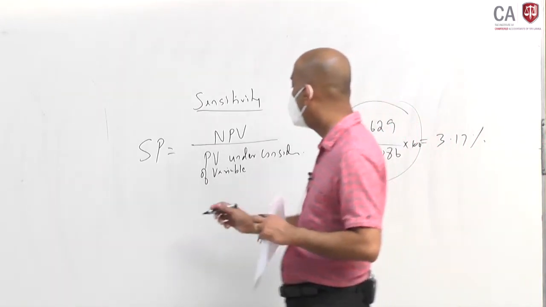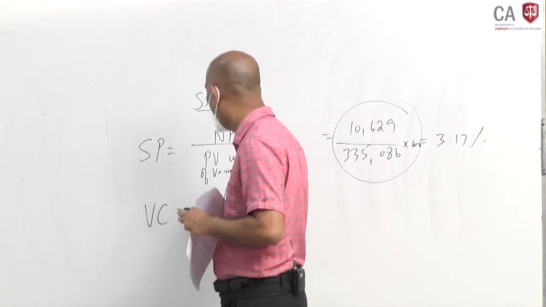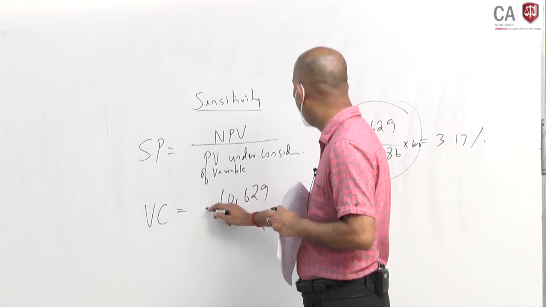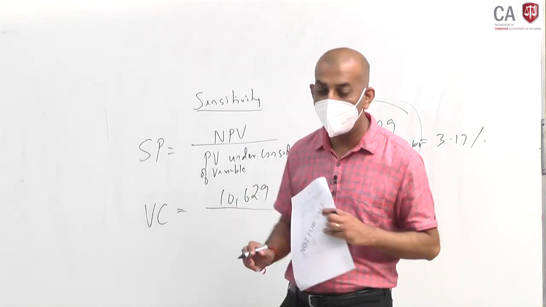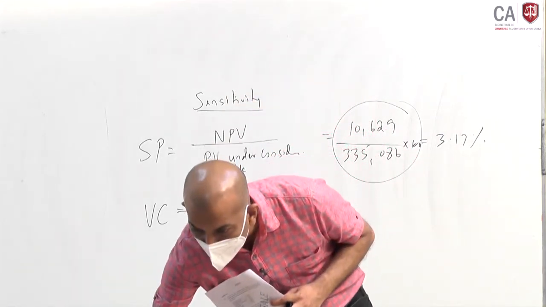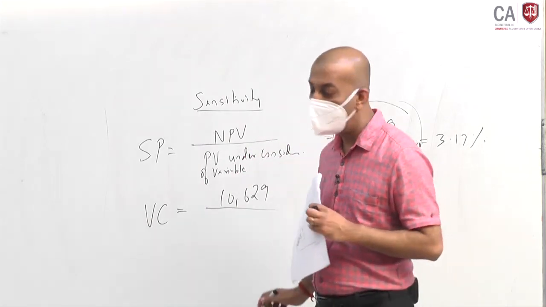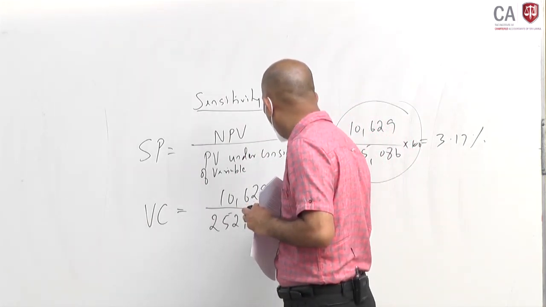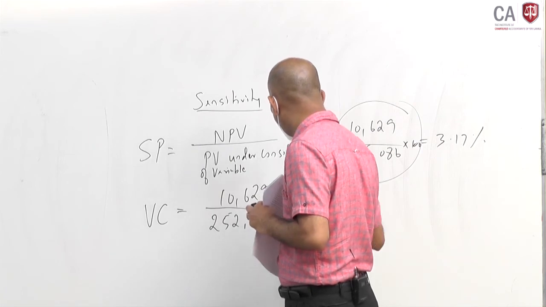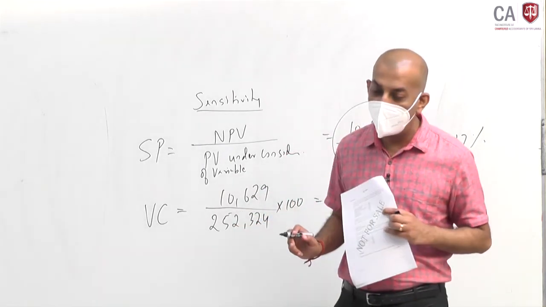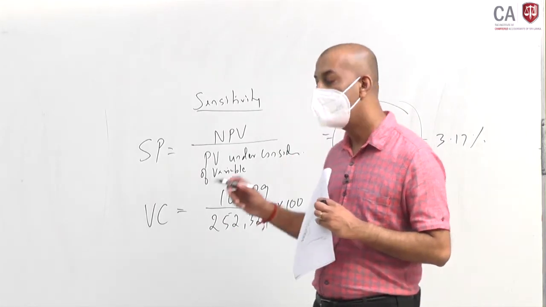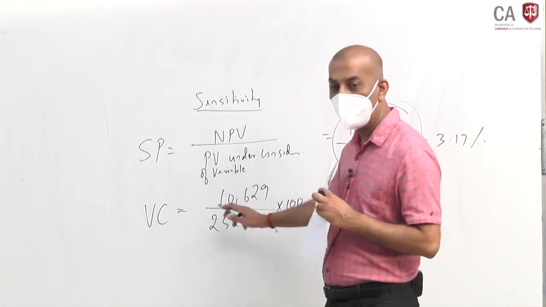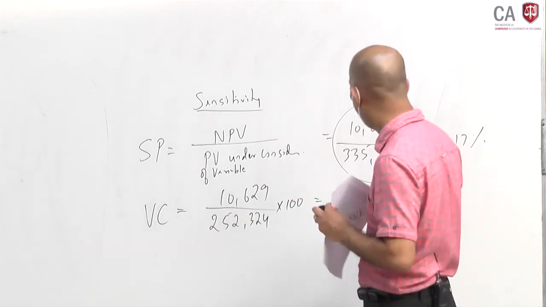The other side, you have to calculate the variable cost sensitivity. Again, the 10,629, that's your NPV, divided by the present value of the variable cost, which you can look at in the suggested answer, 252,324. 252,324 into 100, your 252,000. So when you compare, it's 4.21.